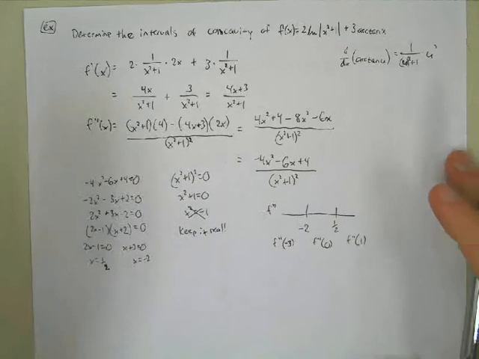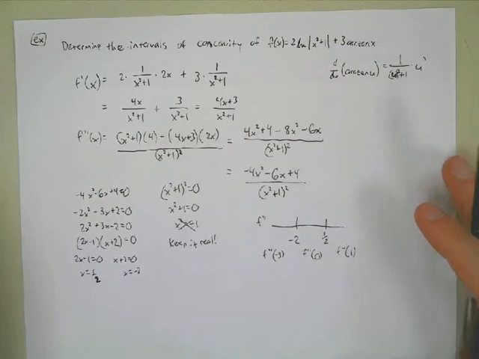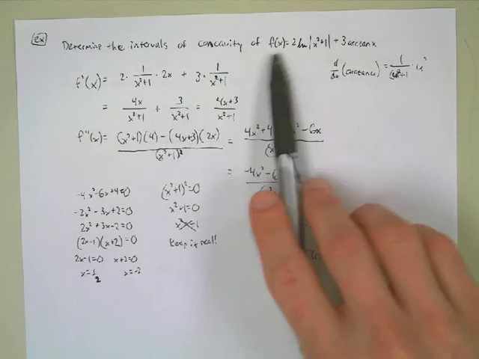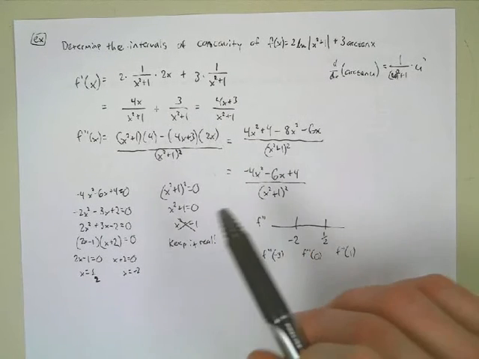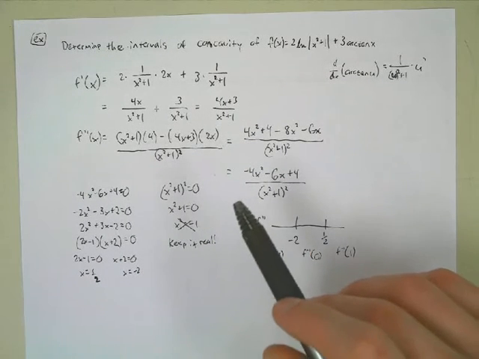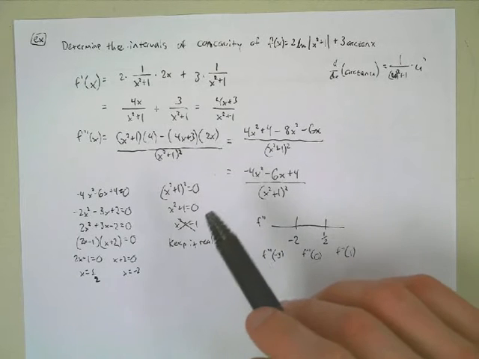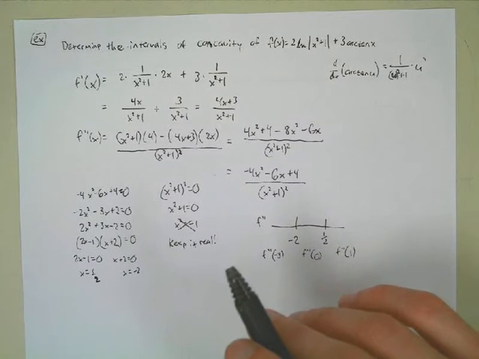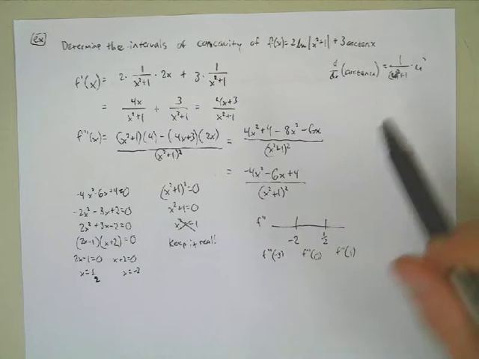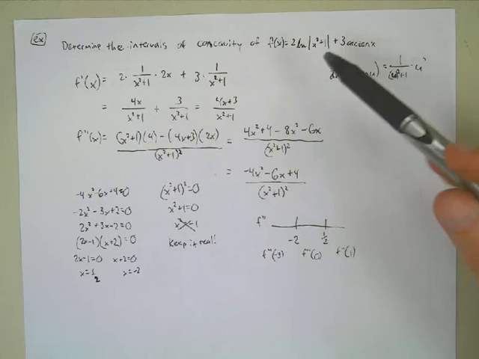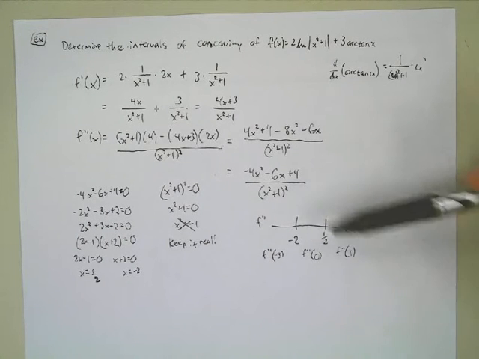Okay, so yesterday we were at this point. We wanted to find the intervals of concavity of this function. Anytime we want to determine the concavity of a function f, we need to look at what? The second derivative, f prime prime, or the double derivative.